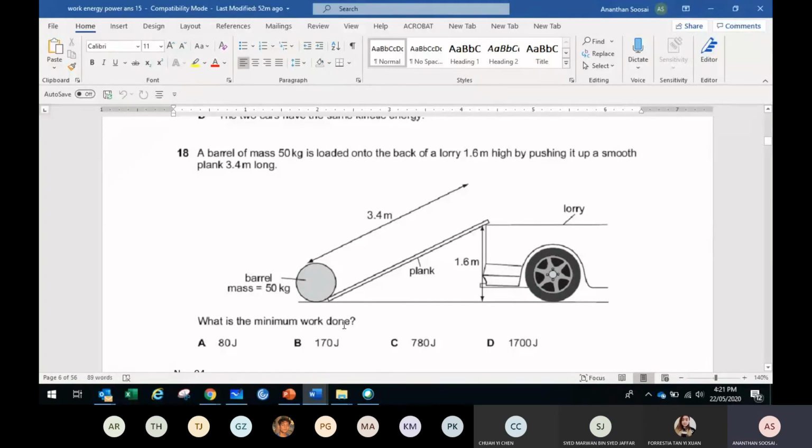They're asking for which work? Work done by the thrust. You are the thrust. You're going to push it up. So what is the work done by the thrust here? So the question is asking for the thrust.